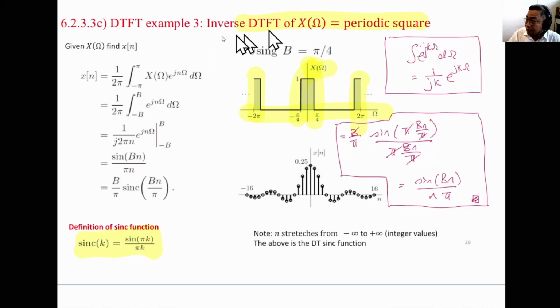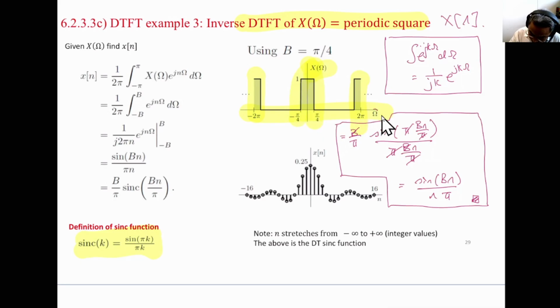Welcome back. In this example, we are going to perform the inverse DTFT, not the DTFT. Inverse DTFT of X(omega) will give us x(n).